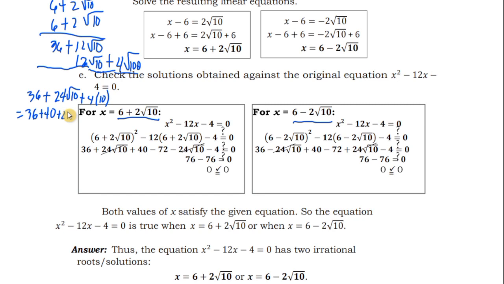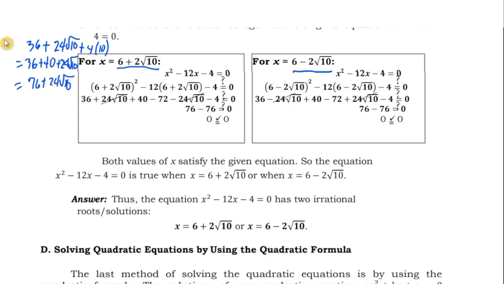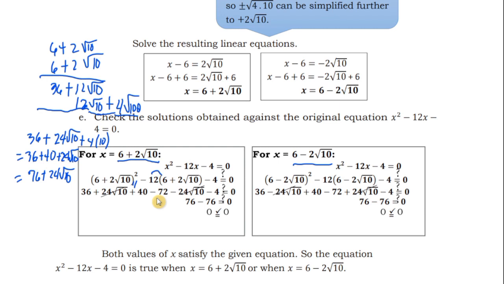As we multiply 6 plus 2 square root of 10 by itself, we have 6 plus 2 square root of 10 times 6 plus 2 square root of 10, because we have here the square. We also distribute the negative 12: negative 12 times 6 is negative 72. Negative 12 times 2 square root of 10 is negative 24 square root of 10.